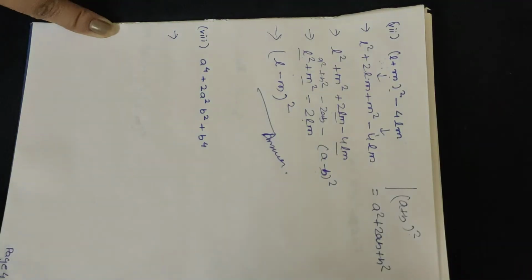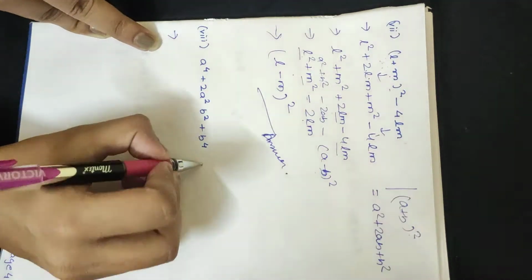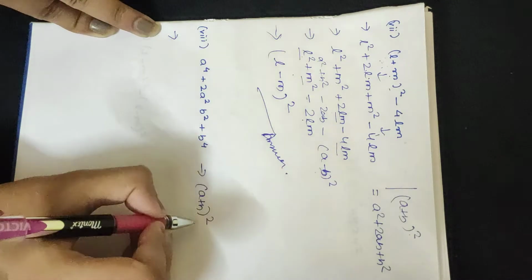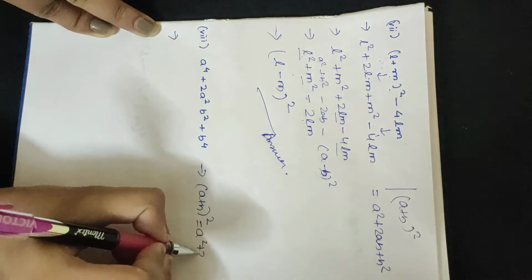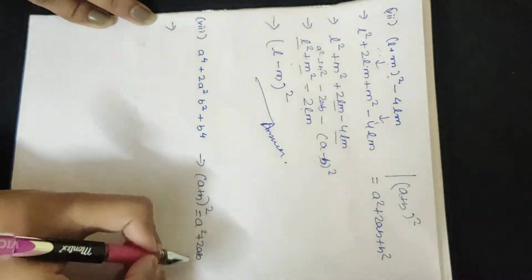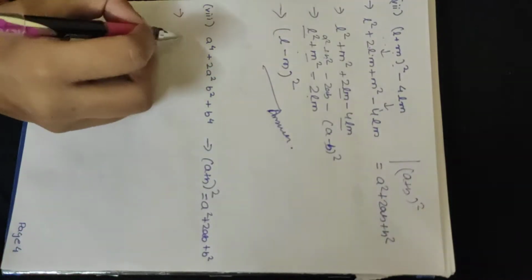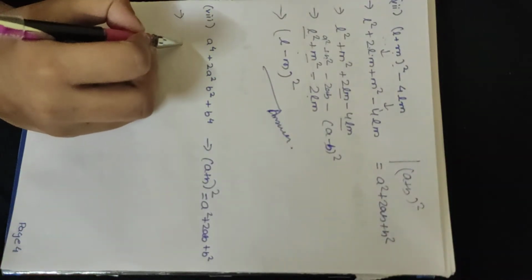Next, if we come to this sum, it's sum number 8 of question number 1. Here the formula which we'll use is A plus B whole square equals A square plus 2AB plus B square. Now, how are we going to solve this?